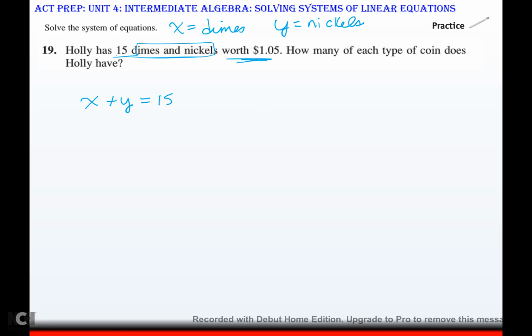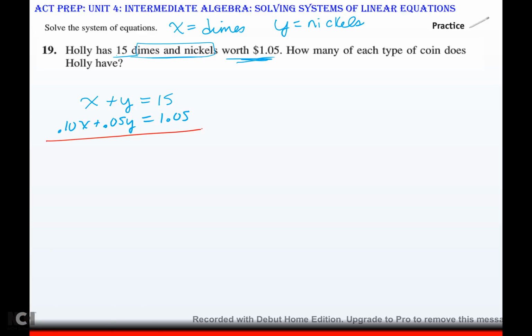The other total they give me is how much it's worth in money. Well, if I'm going to count money, every dime counts 10 cents, plus every nickel counts 5 cents, and that has to total up to $1.05. Okay, so there's my system, which I should have lined them up. Sorry, my second one was 0.10x plus 0.05y equals $1.05. All right, they're lined up.